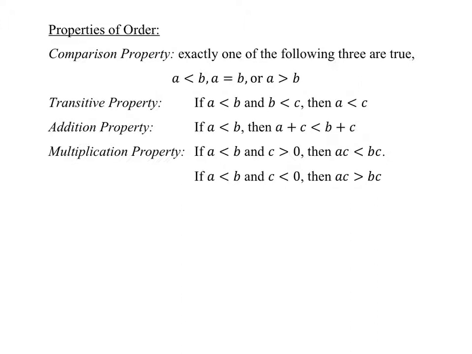Addition property is the same thing. If I have an inequality, I can simply add something to both sides. You know that, right? Add 5 to both sides. I'm using variables though. And then finally, multiplicative property or multiplication.